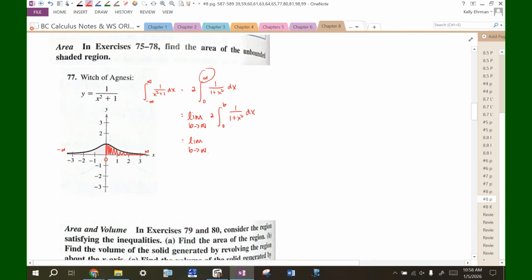So the limit as b approaches infinity of 2 times 1 over a, well, a is 1 and u is x. So 1 times arctan of u over a, or just x, goes from 0 to b. Keep your limit notation for one more round. The limit as b approaches infinity of 2 times arctangent of b minus arctangent of 0.